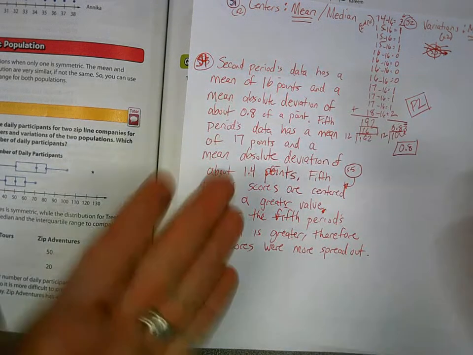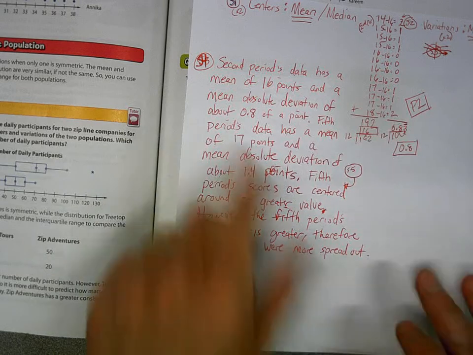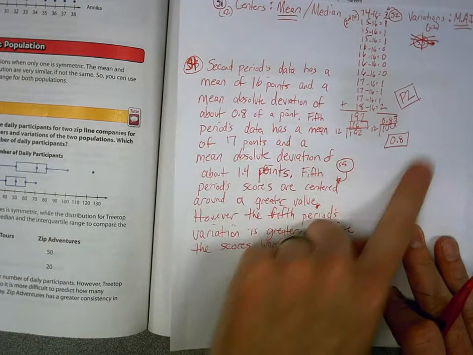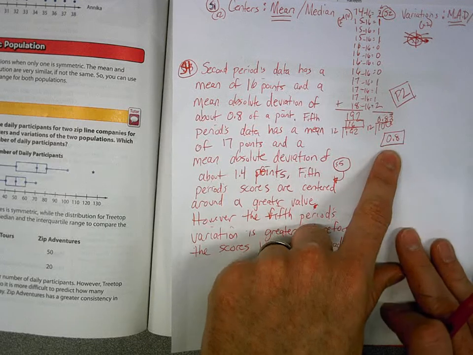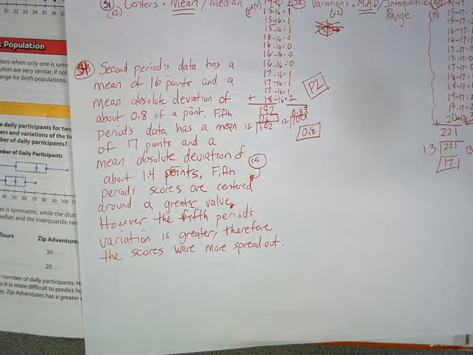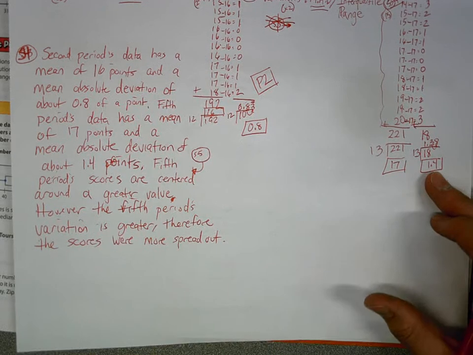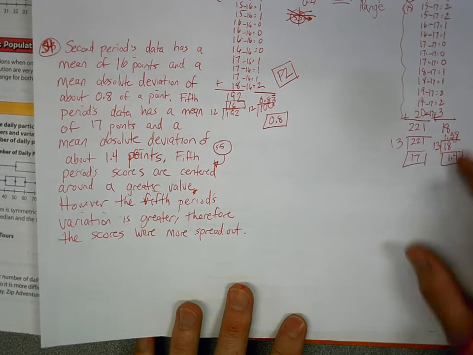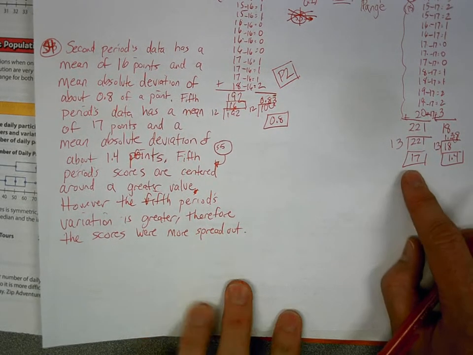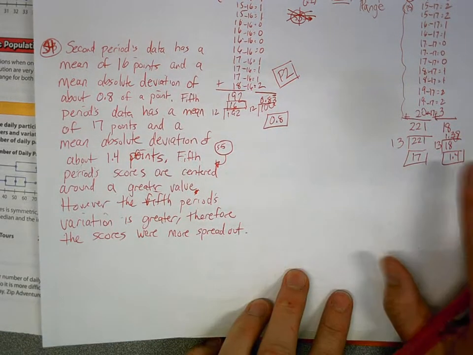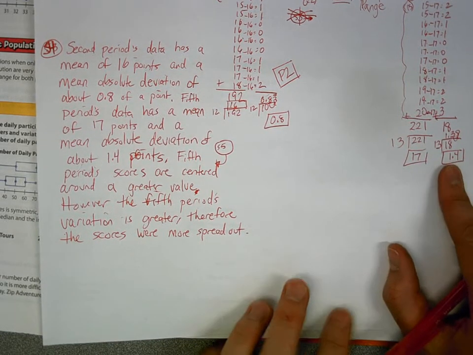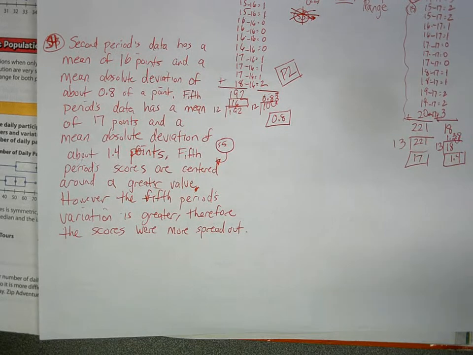Second period's data has a mean of 16 points and a mean absolute deviation of about 8/10 of a point. Fifth period's data has a mean of 17 points and a mean absolute deviation of 1 4/10 points. Fifth period scores are centered around a greater value, 17 compared to 16. However, the mean absolute deviation, or the variation, is greater. Therefore, the scores are more spread out, wider. Okay.